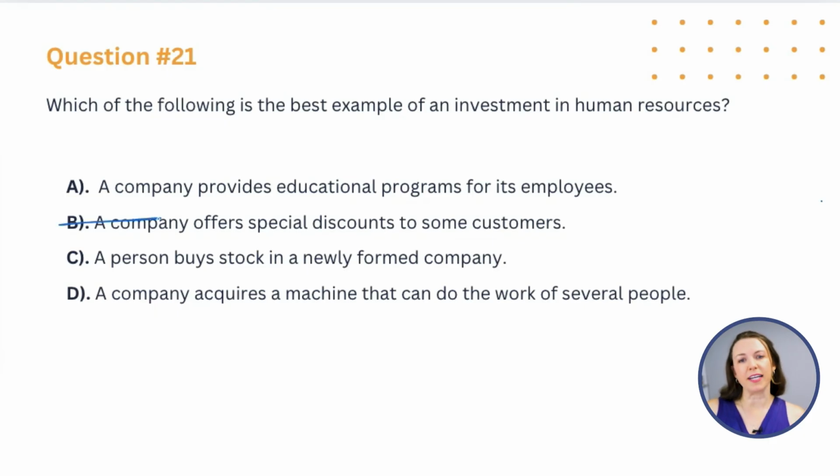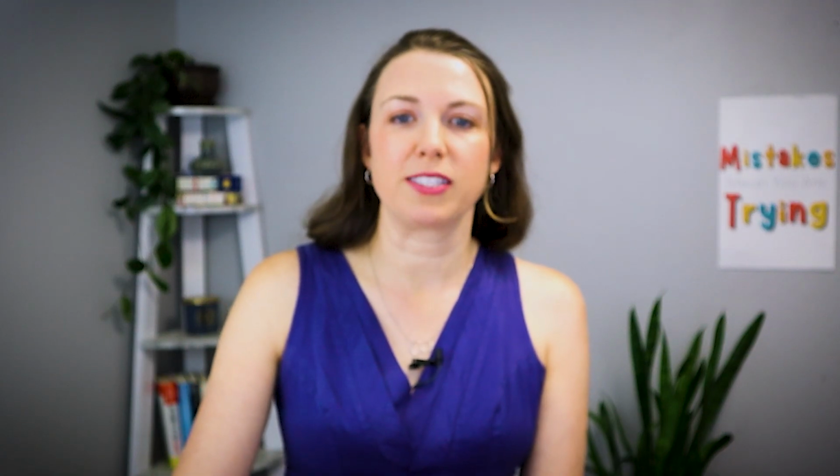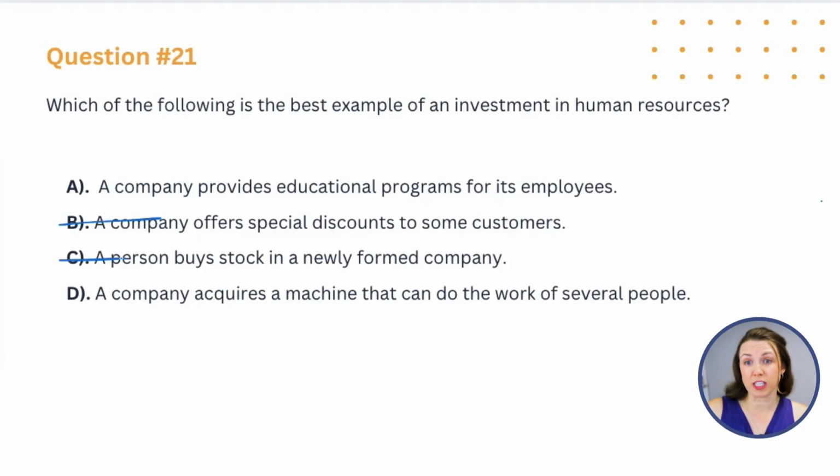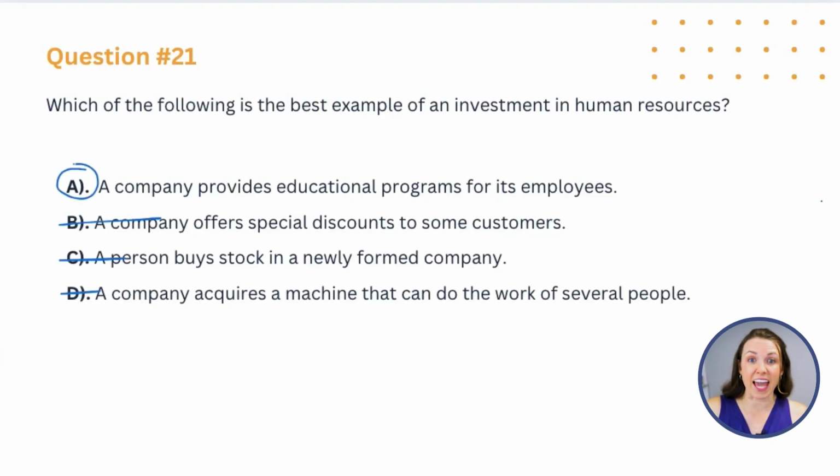C, a person buys stock in a newly formed company. That has nothing to do with the company's investment in human resources. D, a company acquires a machine that can do the work of several people. This is the opposite of investing in human resources, right? That is like taking away from human resources. So that's definitely not it. So friends, our answer is A, providing those educational programs.